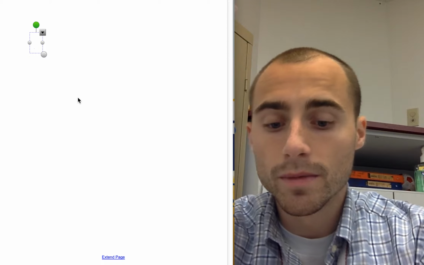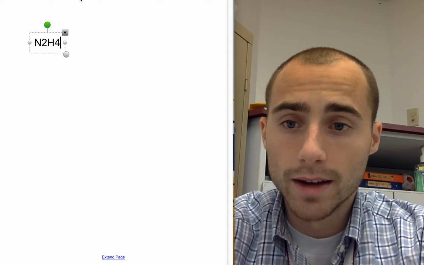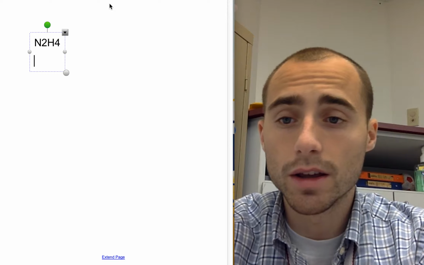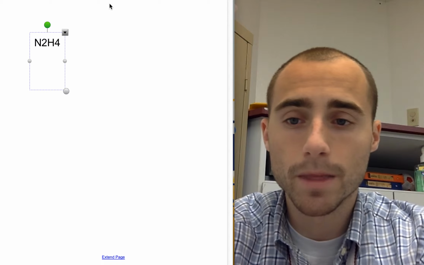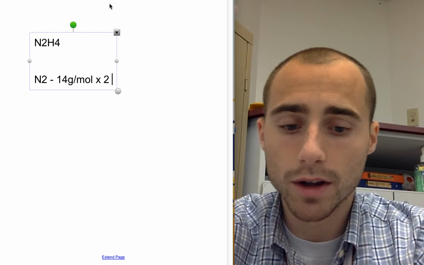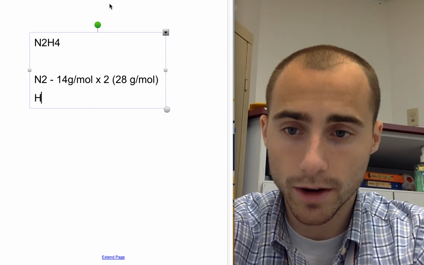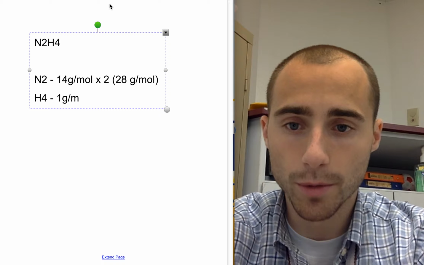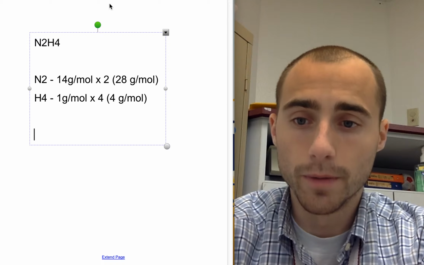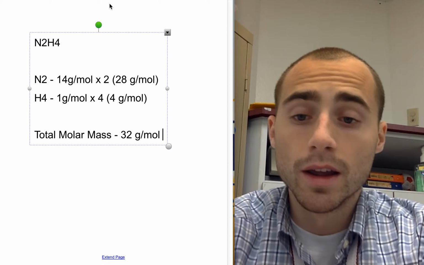This time let's do N2H4, dinitrogen tetrahydride. My very first step: figure out the total molar mass. Go ahead and figure that out on your own. We have N2, so it's going to be 14 grams per mole times 2, for a total of 28 grams per mole of nitrogen. And then hydrogen, you have H4, you have 1 gram per mole times 4, so that's 4 grams per mole, for a total molar mass of 32 grams per mole. So that's our total molar mass.